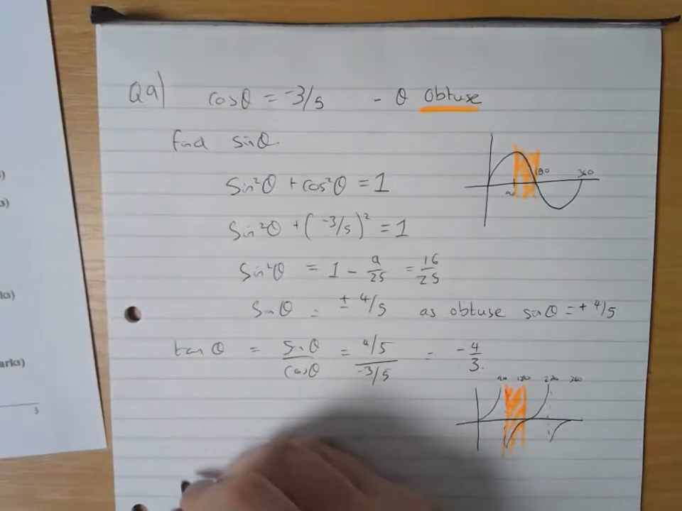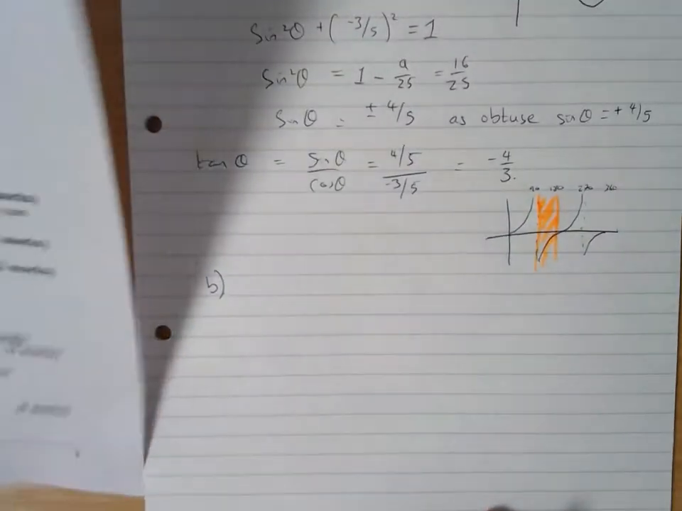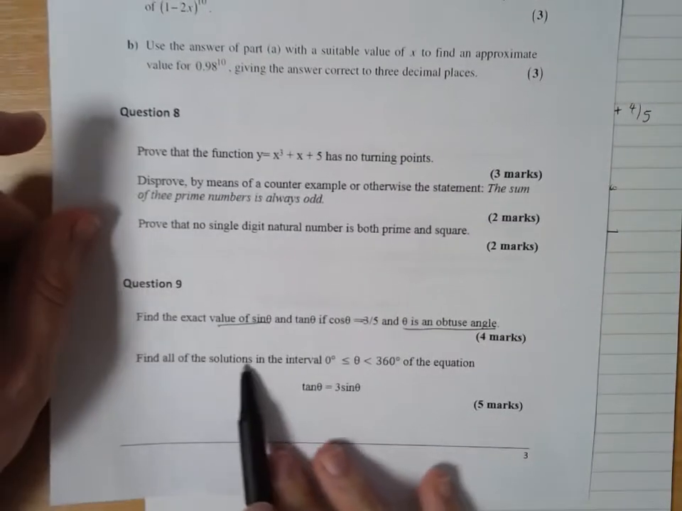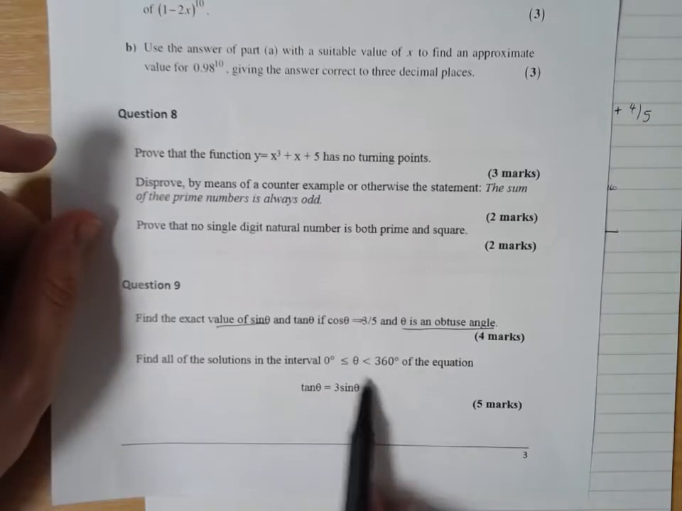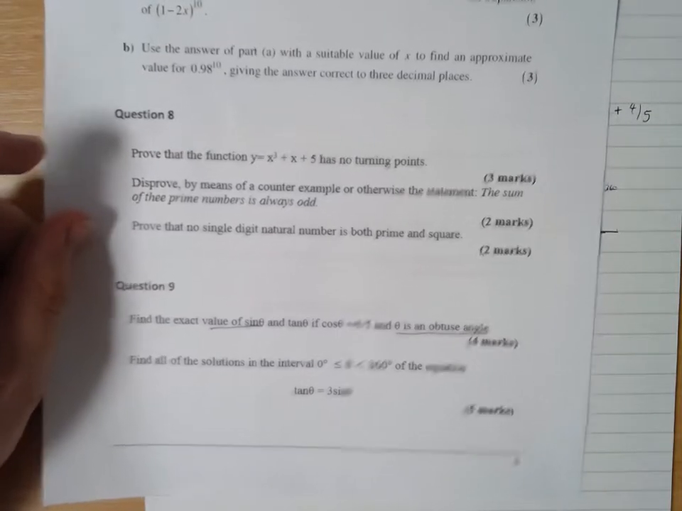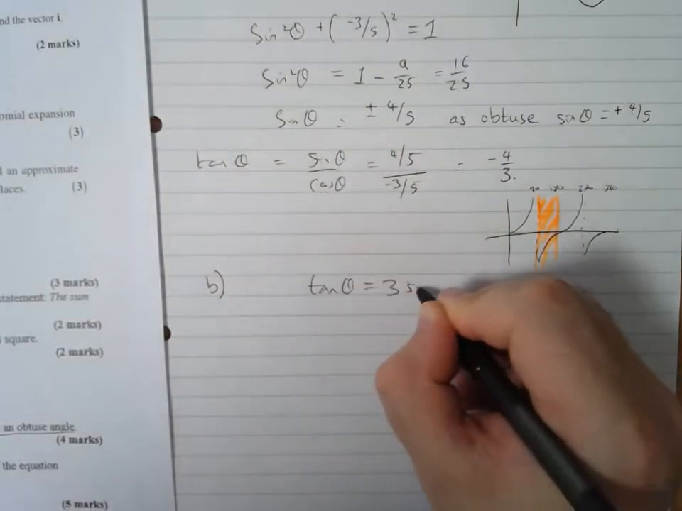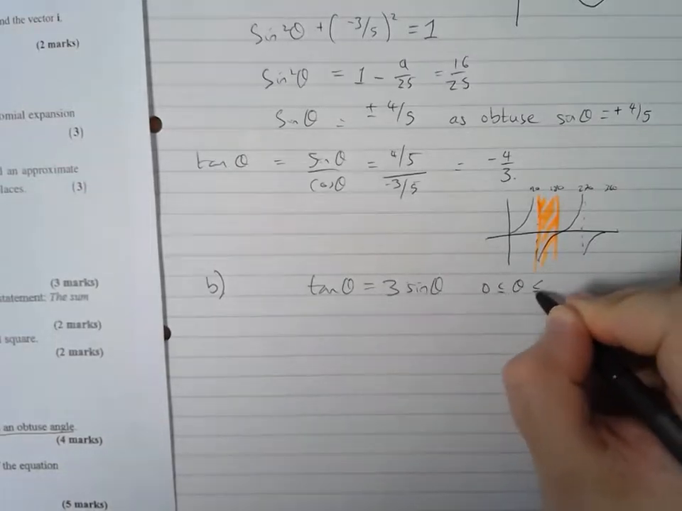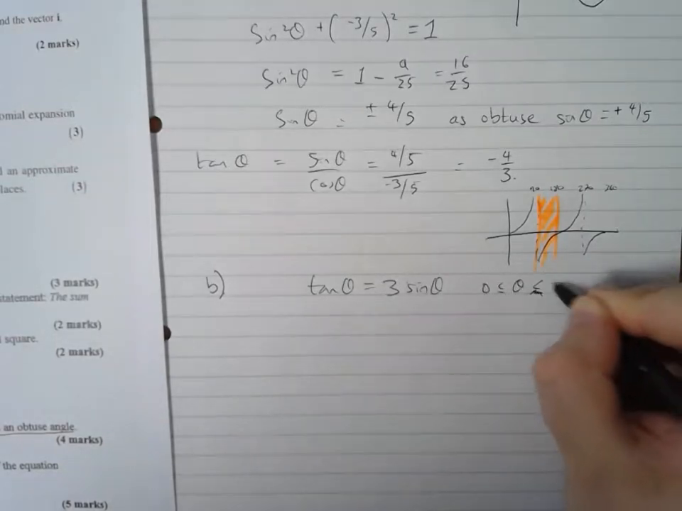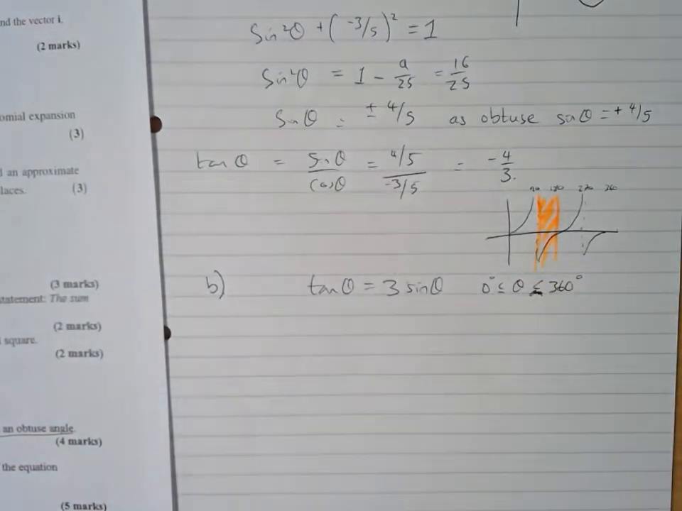Part B is a slightly more traditional trig question in that they've given us, find all the solutions, they've given us an interval to look in, and they've given us tan theta equals 3 sine theta. Tan theta is 3 sine theta, and theta is greater than or equal to 0 and less than 360. So there's only an equals for the bottom one, there's no equals on the top.